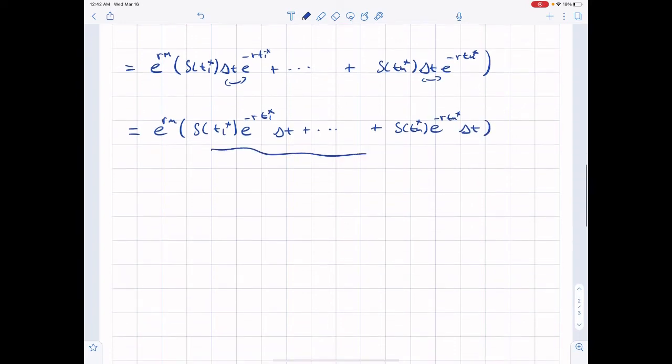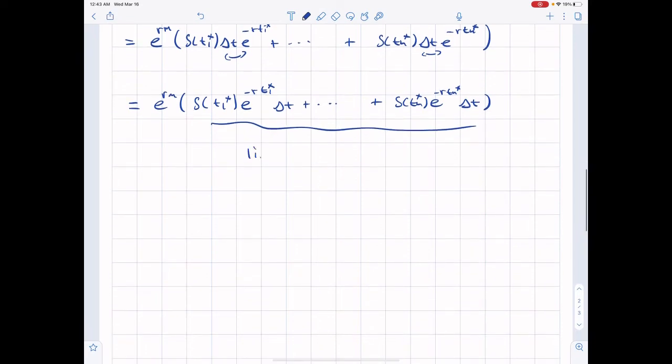And now I'm in the position to say, okay, what happens when I take the limit as delta t goes to 0 of this stuff? Well, this is like a Riemann sum, right? That's the delta t's times the function. The function is s of t times e to the negative rt. The limit as delta t goes to 0 gives me the integral from 0 to m, because those are the endpoints of the interval that I'm integrating over, of s of t e to the negative rt dt. The dt is the limiting value. It's the infinitesimal of t when I take the limit as delta t goes to 0.